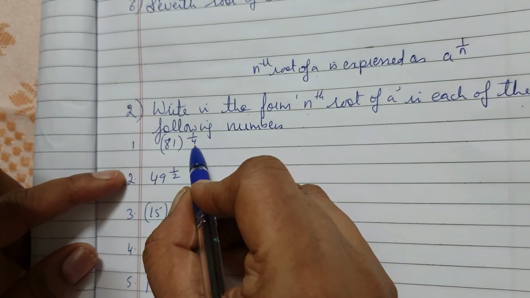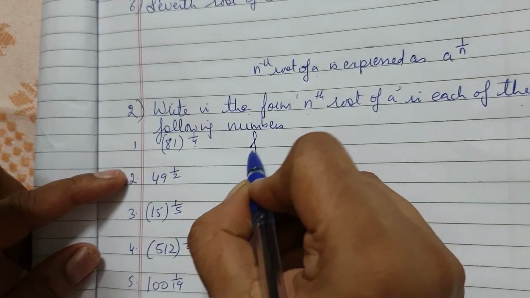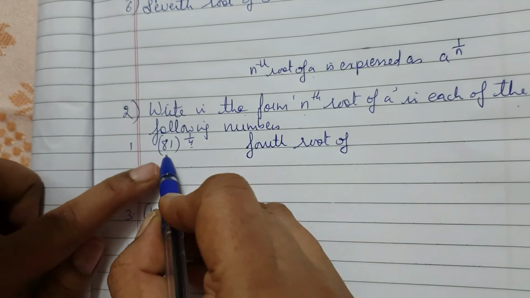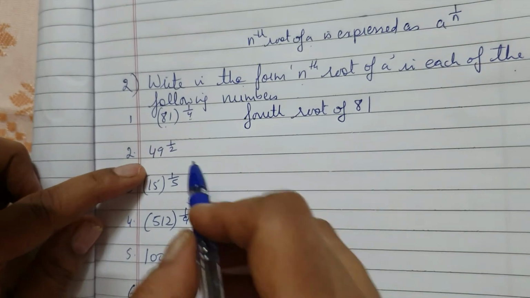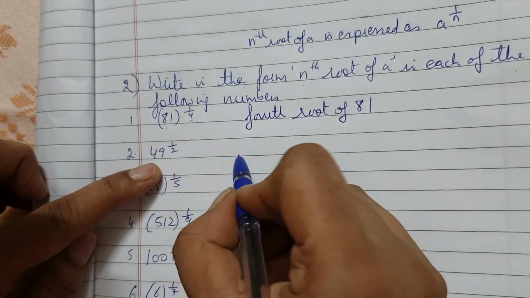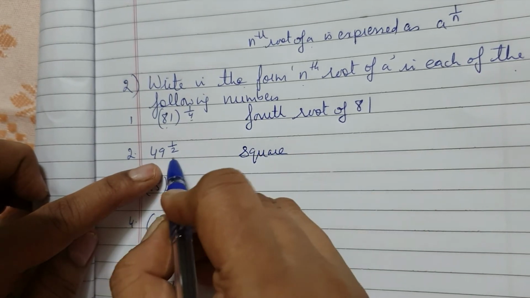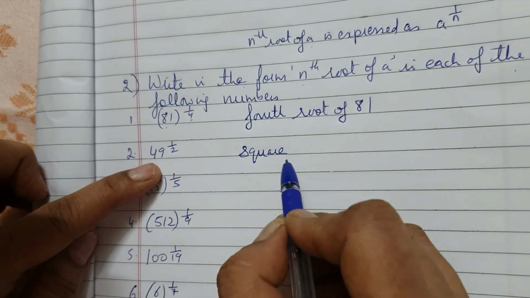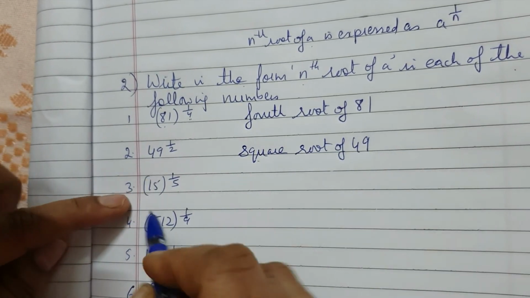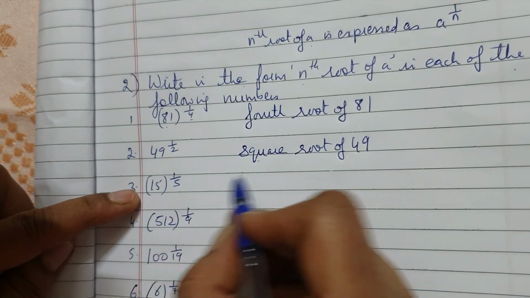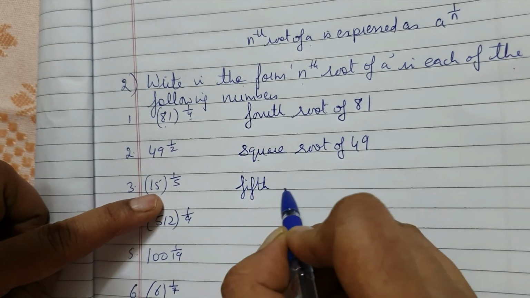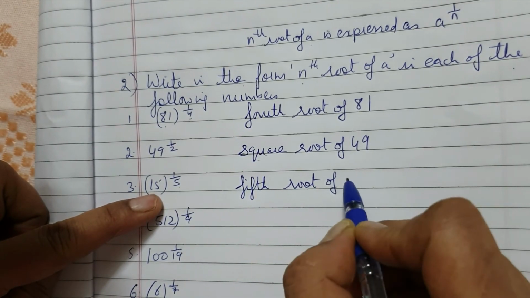So we will write fourth root of 81. Now for 49 raised to 1 upon 2, 2 means square, so we won't write 2, we will write square. Square root of 49. 15 raised to 1 by 5. So we write fifth, 5 means fifth. Fifth root of 15.